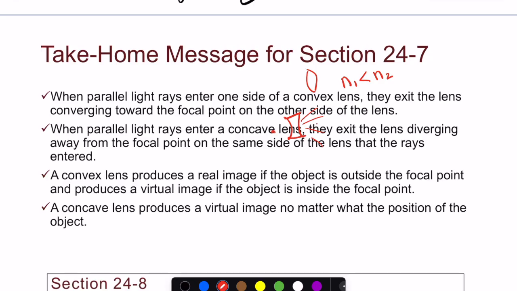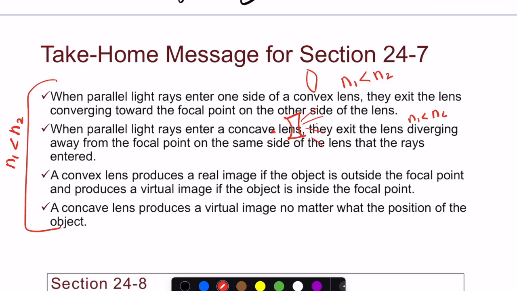But the opposite can be true. So this is only true for N1 less than N2, but the opposite can be true if that lens happens to have a smaller index than the surrounding material, okay? As we saw in the Got the Concept. But for all of these, we're talking about N1 less than N2, right? The air has an index of refraction of 1, and then the glass or the lens is something bigger than that.